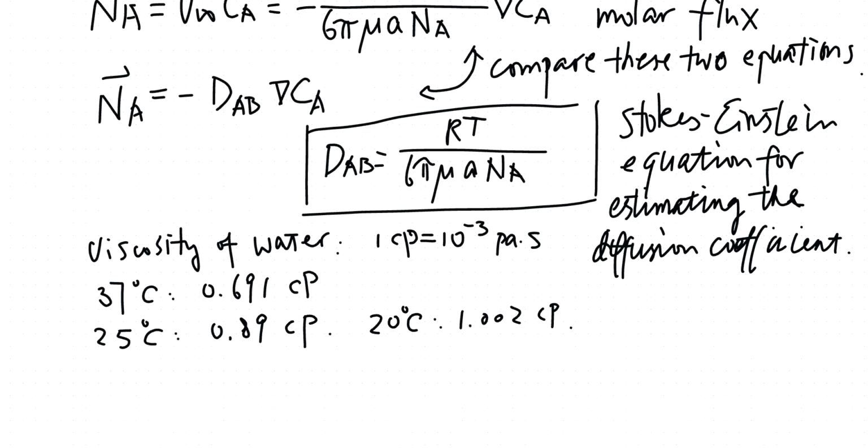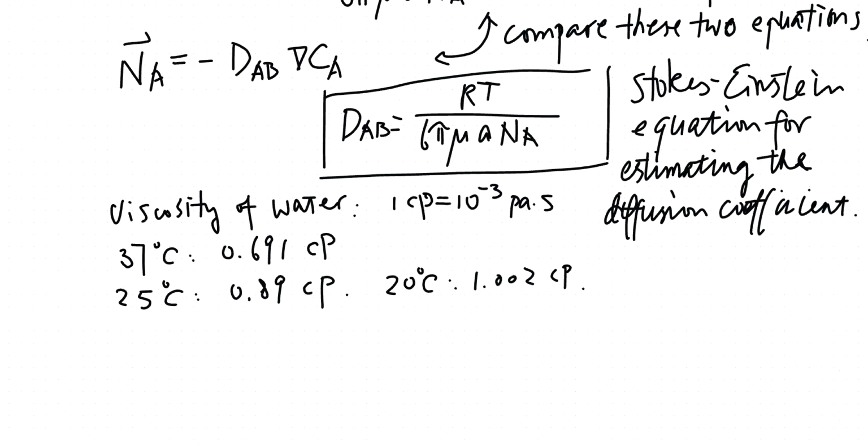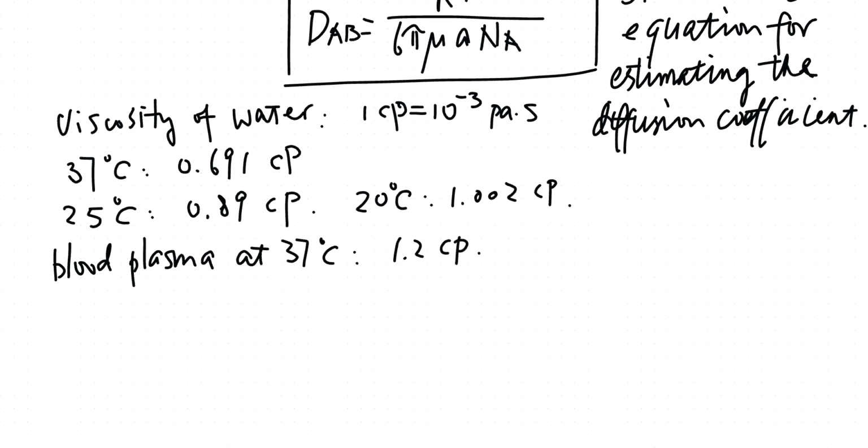And let's also look at the blood plasma. The viscosity is about 1.2 centipoise. So it's a little bit higher than the viscosity of water. Okay, this is something you can just accept as a fact.